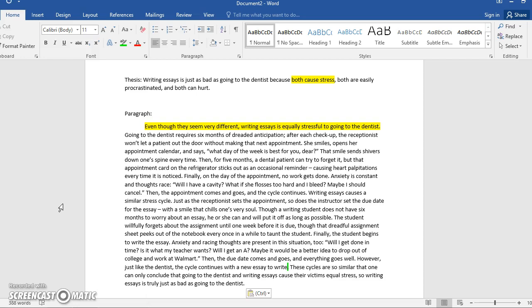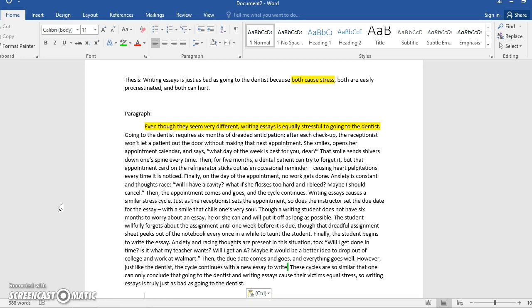Here we go. So the clincher sentence here, these cycles are so similar that one can only conclude that going to the dentist and writing essays cause their victims equal stress. So writing essays is truly just as bad as going to the dentist. So hopefully you noticed that wraps up the paragraph nicely. It kind of ties it into a nice little package that could really work on its own. If you were just looking at this paragraph, you would fully understand the message.